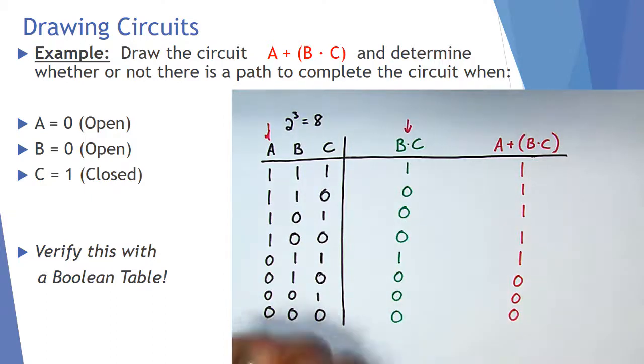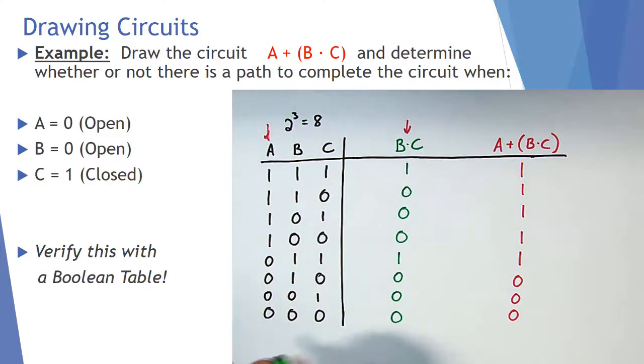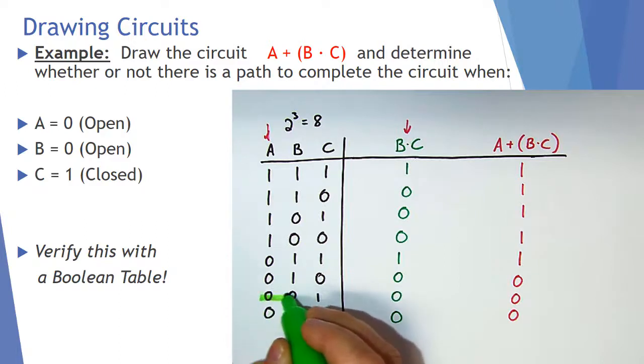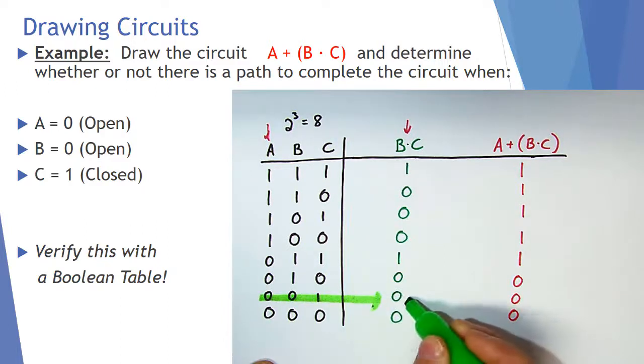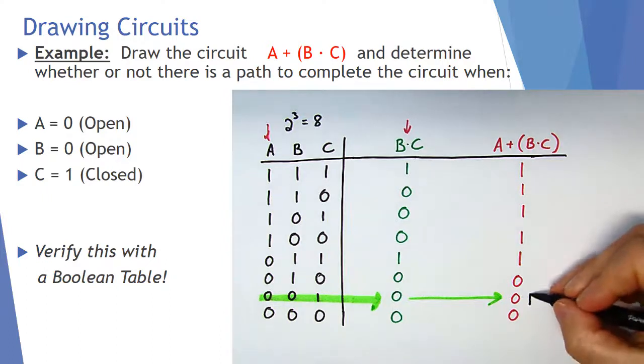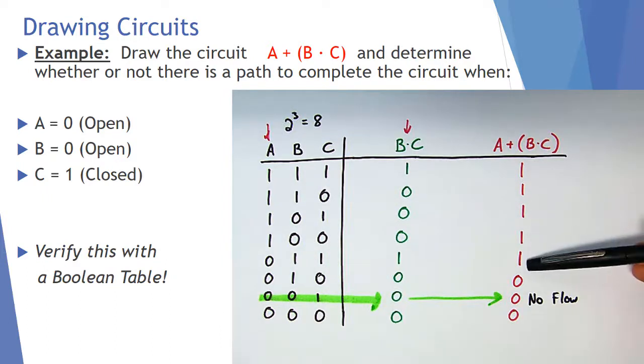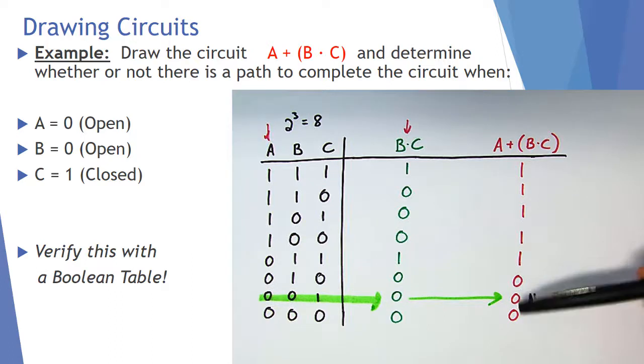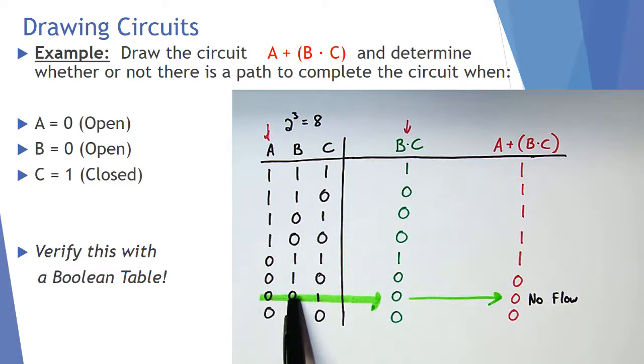So there's our outcome. Now, going back to what our original question was, it was, do we have a path to complete the circuit when A is 0, B is 0, and C is 1? So what row would that be? That'd be this row right here, 0, 0, 1. And if we look at the outcome of that row, we have a 0, and that means exactly what we concluded earlier. There is no current flow here. There's 5 switch configurations that will allow current flow and 3 that won't. And A0, B0, C1 is one of the ones that won't.